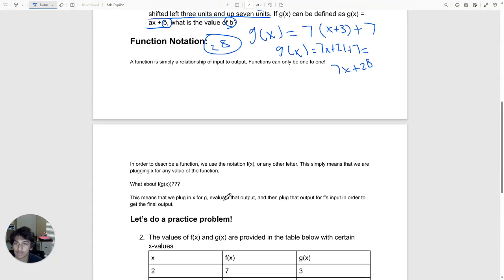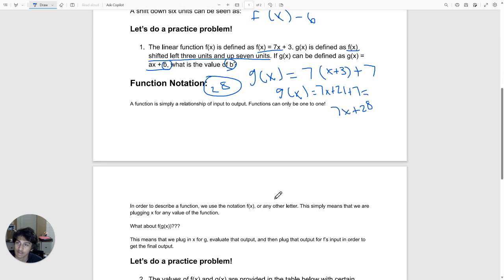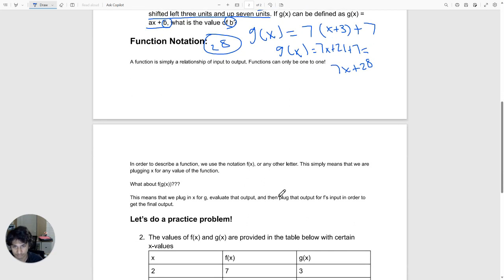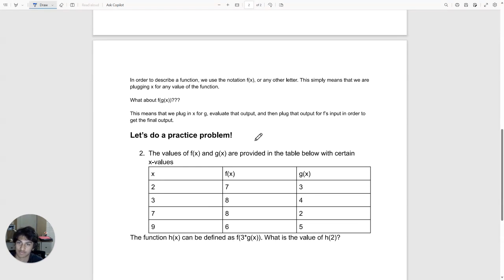Alright, let's talk about function notation, all of the brackets that I was writing about earlier. A function is basically just a relationship of input to output, and functions can only be one-to-one, meaning every input only has one output value. In order to describe it, we use this notation f of x. This means that we are plugging x in for any value of the function. And you can use any letter that you want for f. F is for function, so that's why we use it very often.